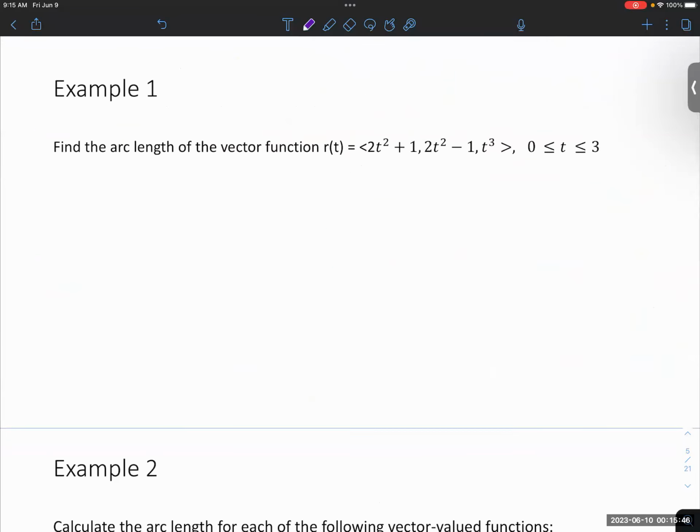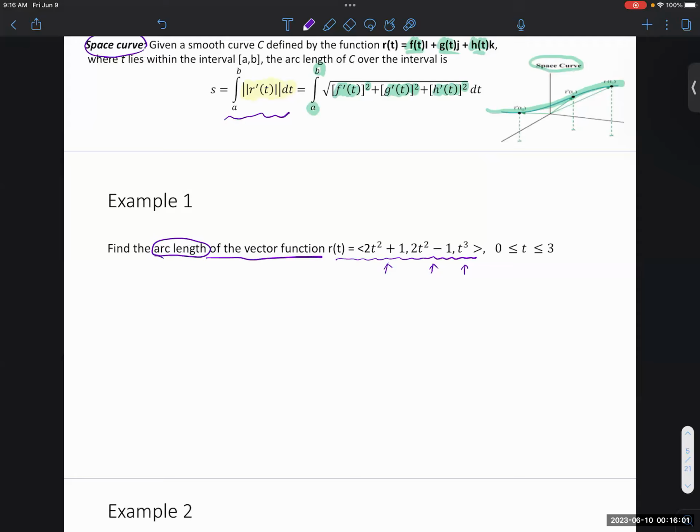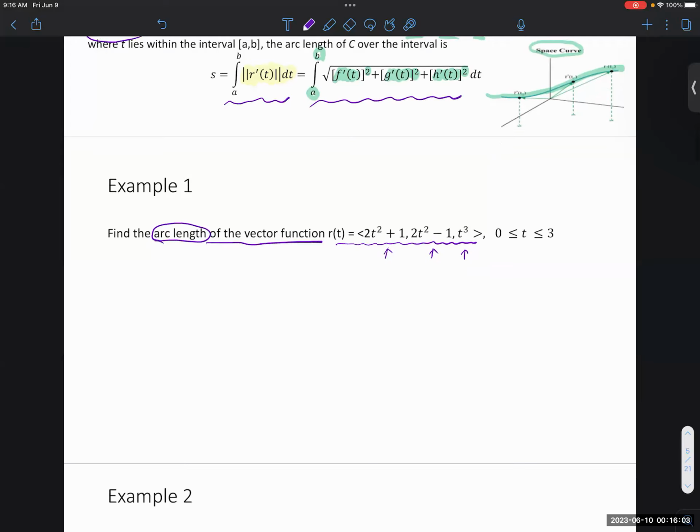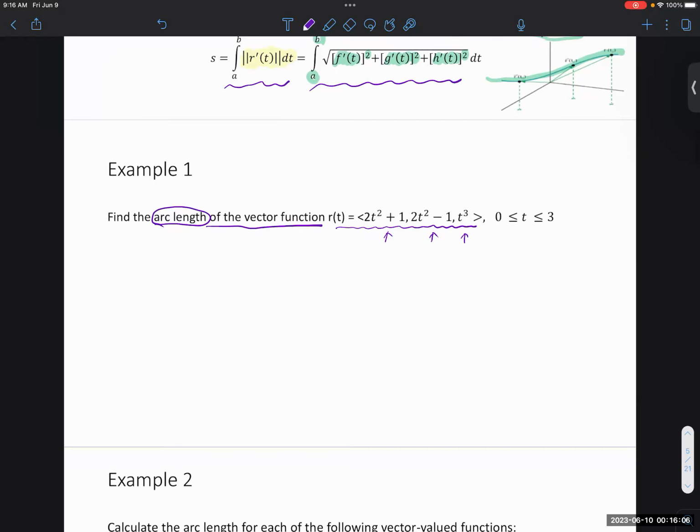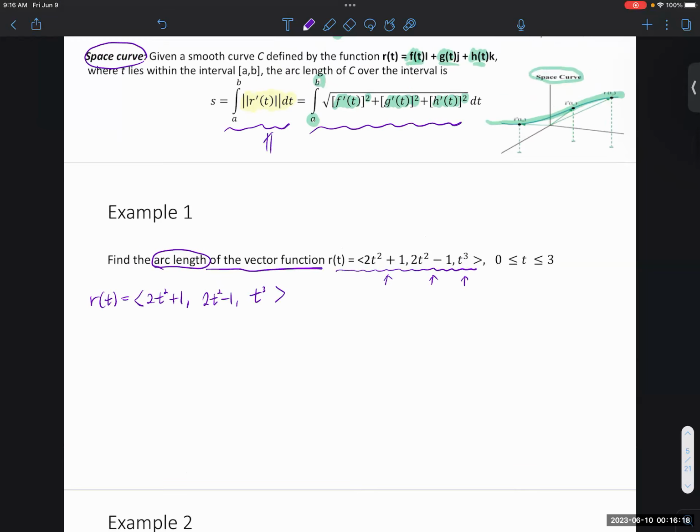Find the arc length of the vector function. This is a vector valued function, and the component functions here are f, g, h. We know what the formulas are, so you can utilize either this one or that one, but the r vector is already given. Let me rewrite it. R vector is 2t squared plus 1, comma, 2t squared minus 1, comma, t to the third. I'm going to use this formula.